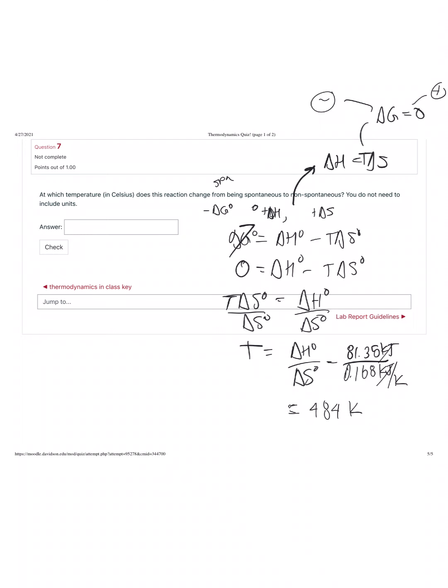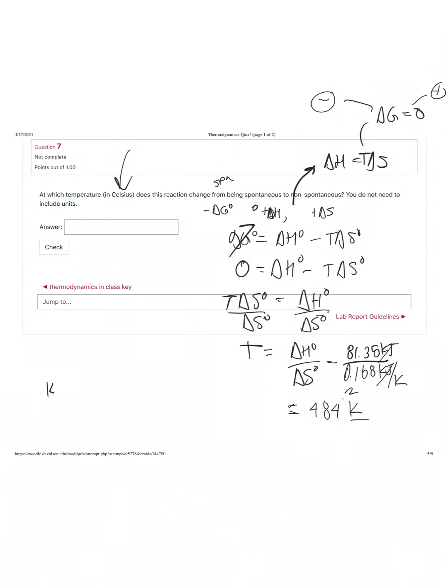Dr. GB, 484, no. The quiz says it's 212. Okay, so what it is, and actually that's 484.2, fine. That's in Kelvin. The problem is asking in Celsius.